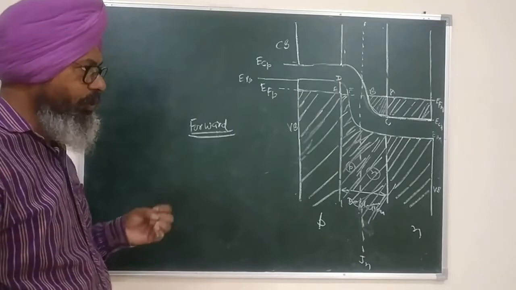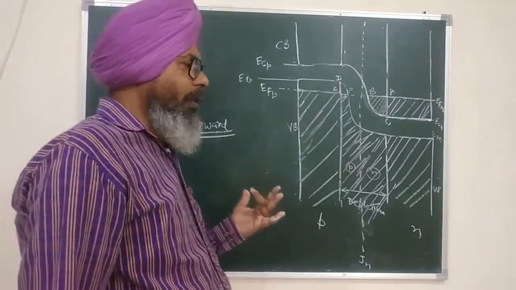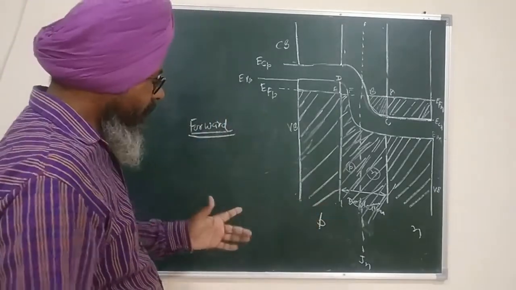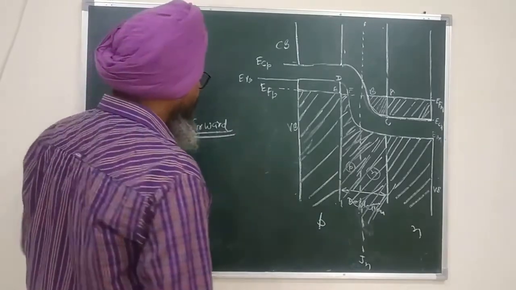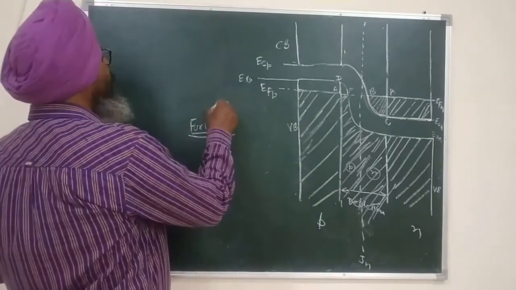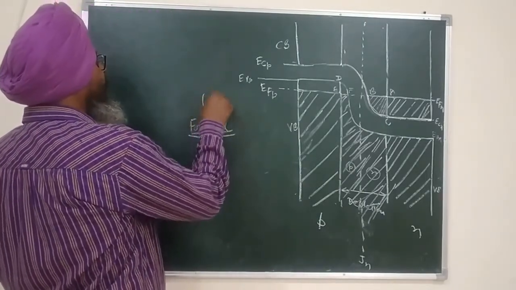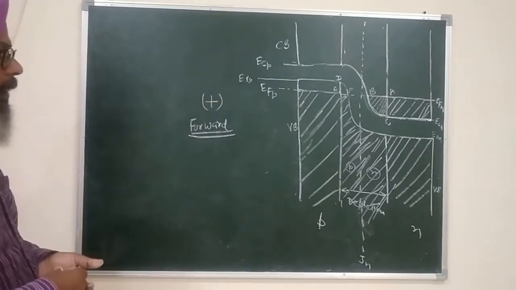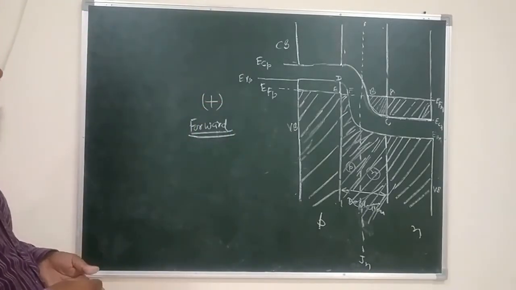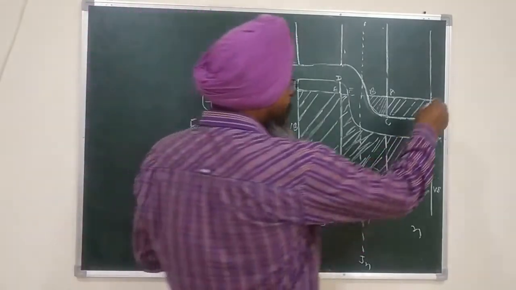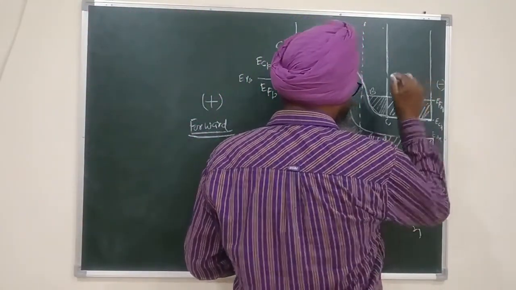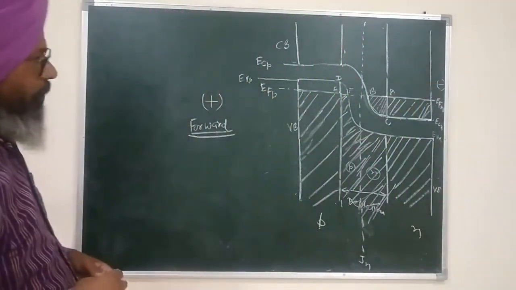In case of forward bias, we join an external battery to the semiconductor such that the P side of the diode is connected with the positive terminal of the battery. So this is the positive terminal of the battery. Assume this, please. And the N side of the diode is connected with the negative terminal of the battery. So this is the negative terminal of the battery. So what is going to happen?